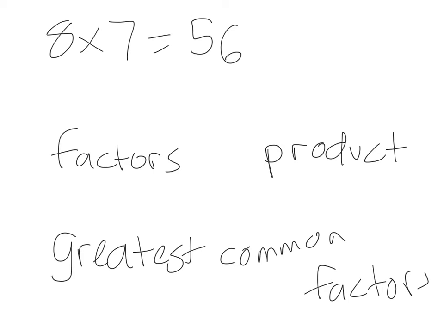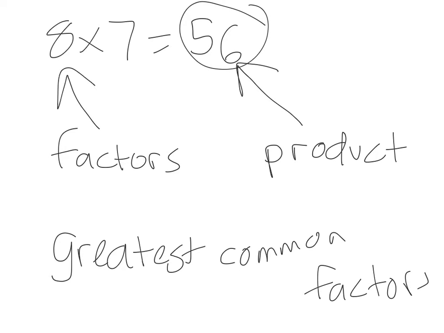So as we've discussed before, factors are the numbers that go into a division or a multiplication problem. Our product is the answer to a multiplication problem, and the factors are the numbers that make up that number. So for instance, in this example, 56 would be our number, and our factors include 8 and 7.